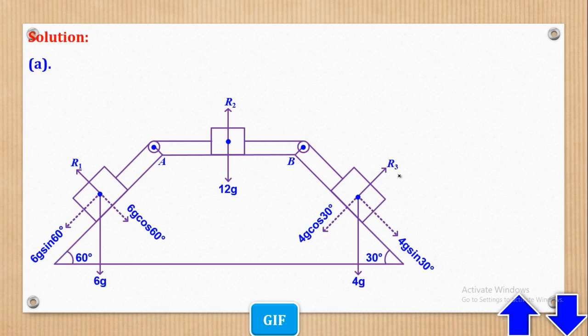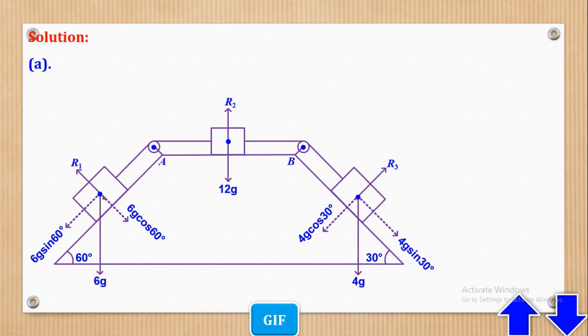So we have shown weights and normal reactions. Next is to show the tensions in the strings. What you should realize is that these are two different strings. From here to here it is one string, and from here to here it is another string. What does that mean? It means that from here to here there will be one tension, and from here to here there will be another tension. So if from here to here the tension is T1, then from here to here the tension has to be T2. So let's do that.